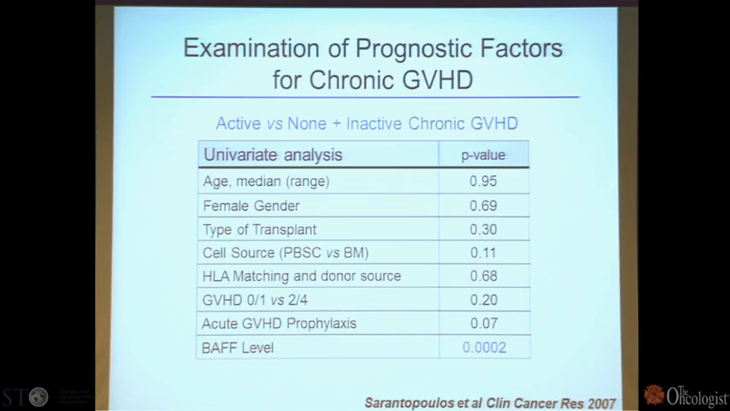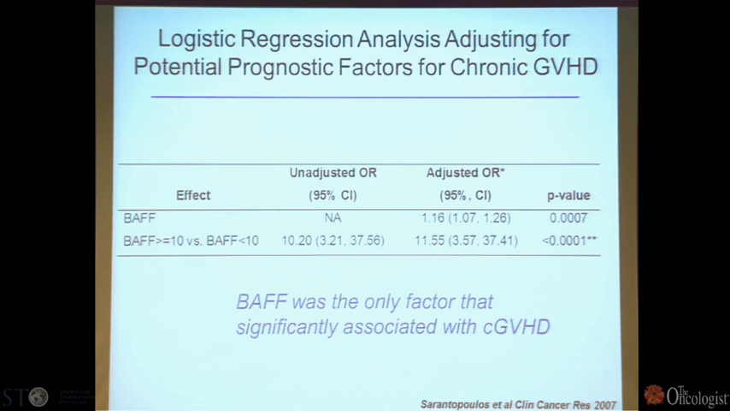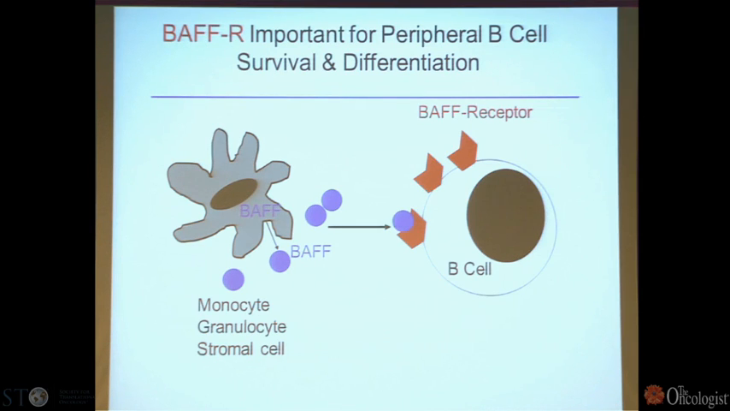And when we looked in this patient cohort, and this has been confirmed in other patient cohorts, by univariate analysis, BAFF was the only factor compared to other prognostic factors post-transplant for chronic graft-versus-host disease that was significant statistically. And logistic regression confirmed this factor to be also important. In fact, it was the only significant factor associated with chronic graft-versus-host disease in patients who were about 19 months post-transplant and had active disease at the time of sample draw.